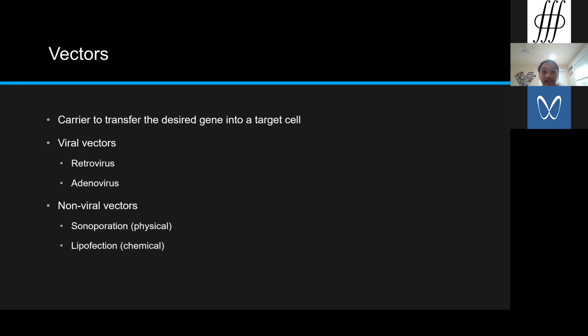And there are two main classes of vectors. So there's viral vectors and non-viral vectors. Some examples of viral vectors are the adenovirus, retrovirus, adeno-associated virus, lentivirus, and there's a bunch more. And then there's non-viral vectors such as electroporation, sonoporation, liposuction, and stuff like that. And there's like two types of non-viral vectors as well. There's physical ones and then there's chemical ones as well.